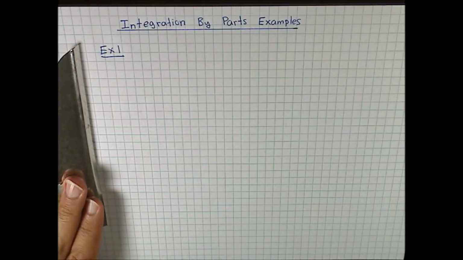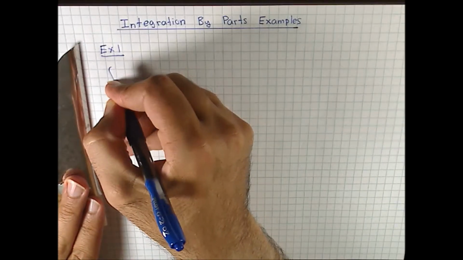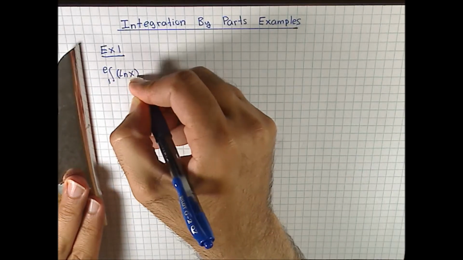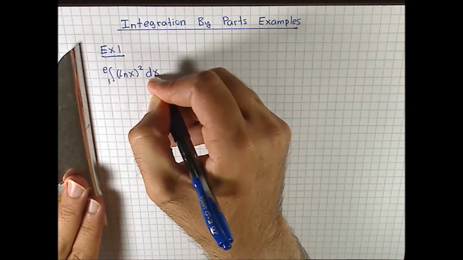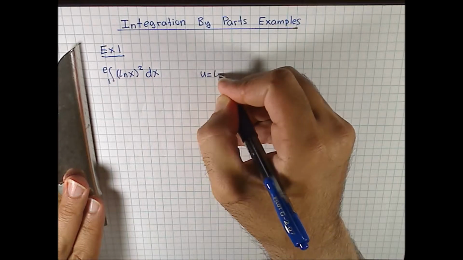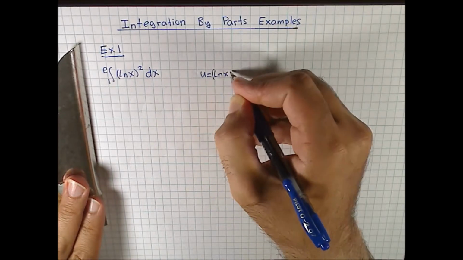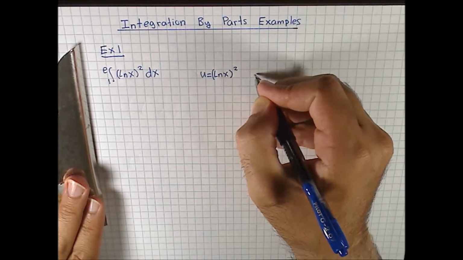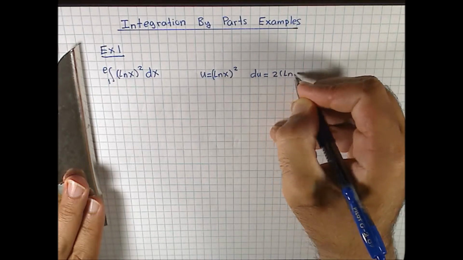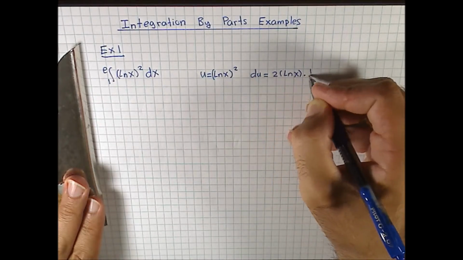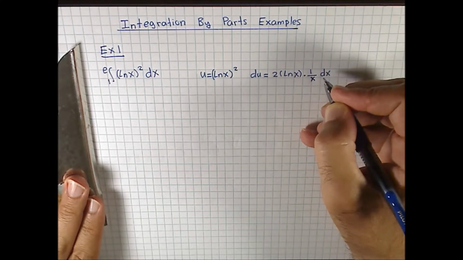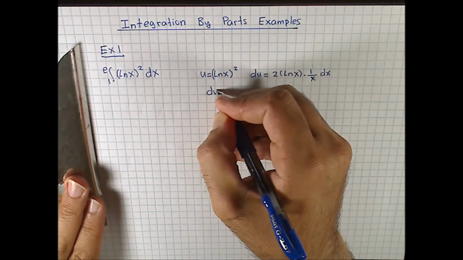Integration by parts. First example, the integral from 1 to e of (ln x) squared dx. We're going to let u be equal to (ln x) squared. du is 2 times ln x times 1 over x dx. dv is equal to dx.